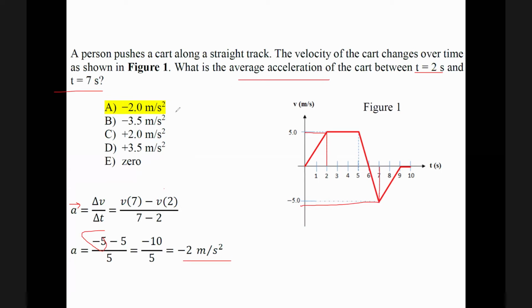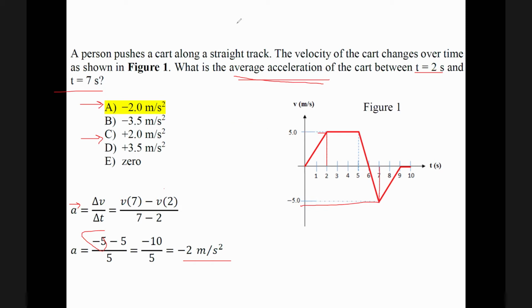Minus 2. Why is the minus important? Because average acceleration is a vector quantity. He did not say give me the magnitude of average acceleration. If he said give me the magnitude, I would take the absolute value. He said give me the average acceleration, so the sign becomes important. That's why he gave you two answers, one minus 2 and another plus 2. He wants you to know that it is a vector quantity and it should be minus 2 meters per second squared, which means the net direction of the acceleration is toward the left.